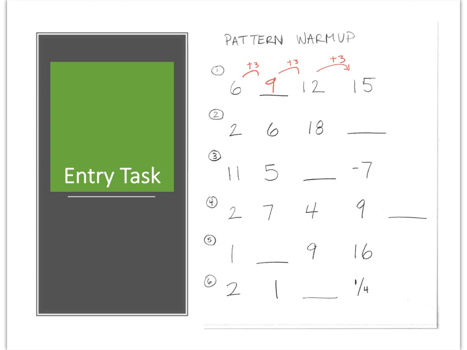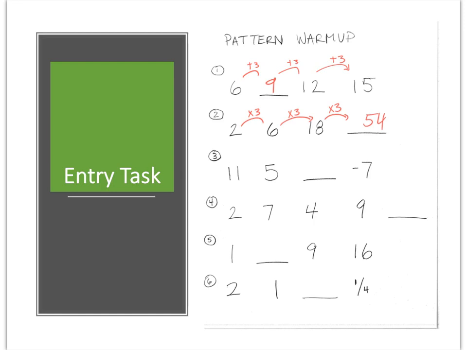So then 2, 6, 18. How is that moving up? So 2 plus, the plus pattern doesn't work, but times seems to work. So times 3. 2 times 3 is 6. 6 times 3 is 18. 18 times 3 is 54. That's a times 3 pattern.